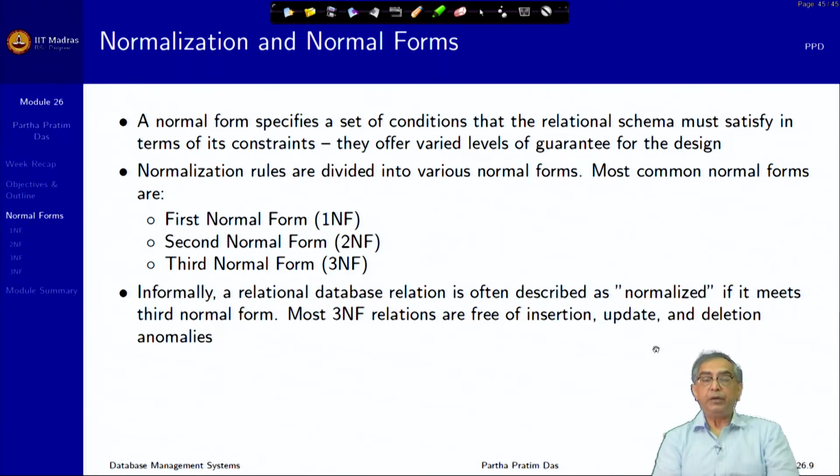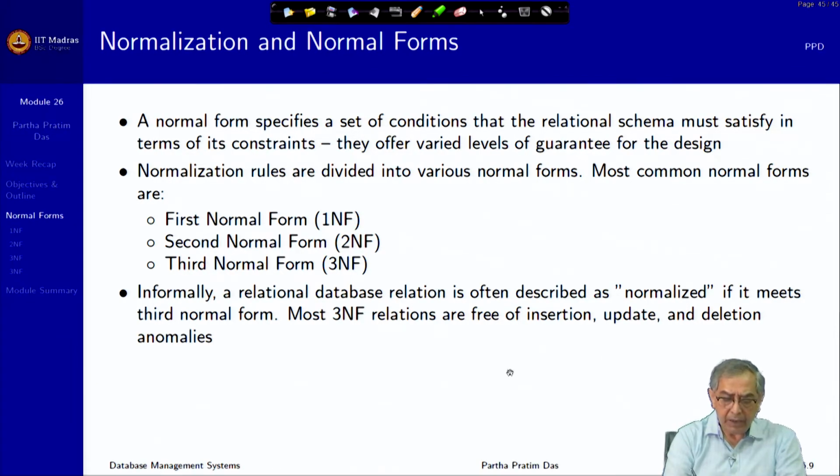So, with this we go into introducing the normal forms, which specify a set of conditions that the relational schema must satisfy in terms of its constraints. The common normal forms are the first normal form, which you already know, the second normal form, the third normal form, and so on. Informally, it is more often the third normal form that designers use to normalize a database. So, if you hear that this is a normalized database and nothing specific is mentioned, then you will know that this is a third normal form normalization.